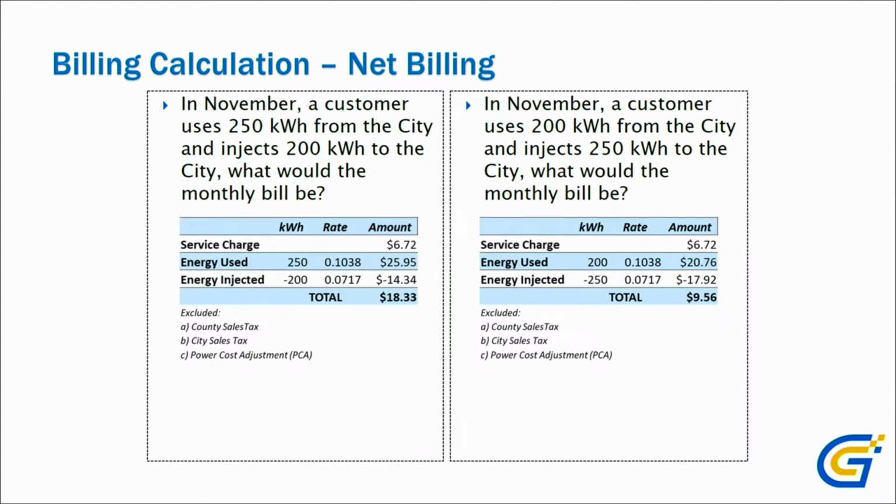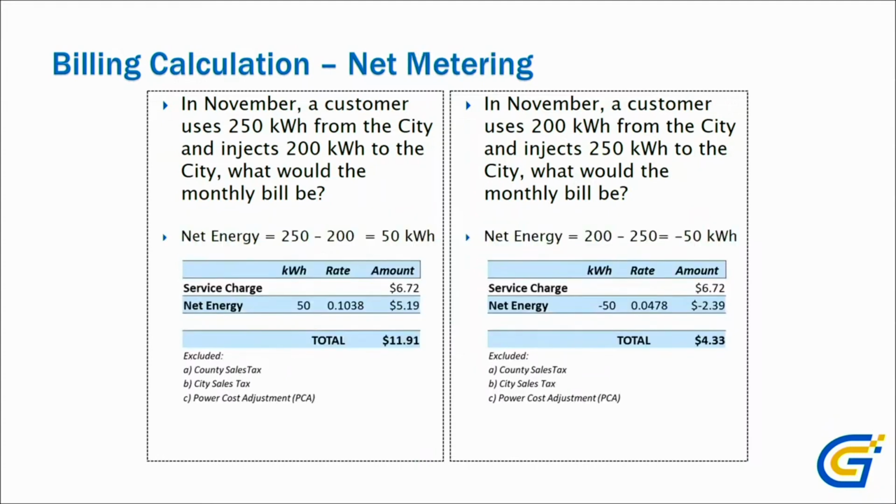Now let's look at the other way. They say they use 200 and inject 250. Again, the energy use will be 200 times the retail. It comes up to 20.76. Energy injected, minus 250 times 0.0717, is minus 17.92. So the net bill is 9.56. Any questions on net billing?